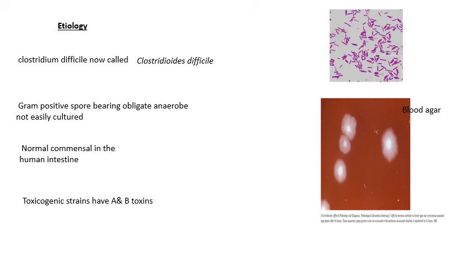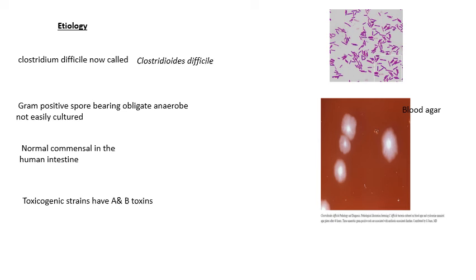So this Clostridium difficile, now it is called Clostridioides difficile. It's a gram-positive spore-bearing obligate anaerobe and cannot obviously be easily cultured. Anaerobes, they have difficulty in culturing them. And it is a normal commensal in the human intestine. When for some reason the bacterial flora has changed, either because of immunocompromise or because of age or because of the antibiotics that you have given, these commensals become pathogenic.